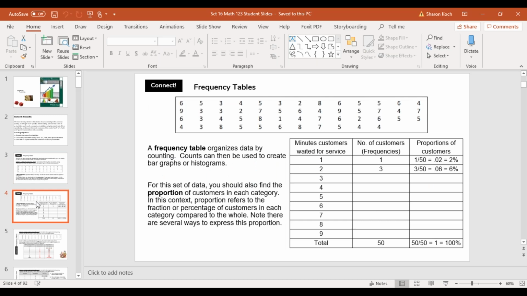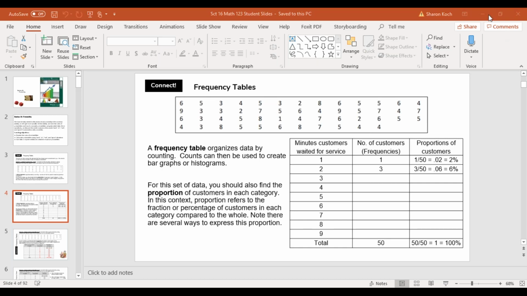Okay, so what are we looking at? We're looking at the minutes that customers waited for service. Looking at this table, the least amount of time was 1 minute, and I have no two-digit numbers here. So the biggest number I have is 9 minutes, so I'm going to number from 1 through 9. Now I'm going to go through the data and find the frequency, in other words, the number of people that waited 1 minute or 2 minutes and so on. That's what we're looking for here.